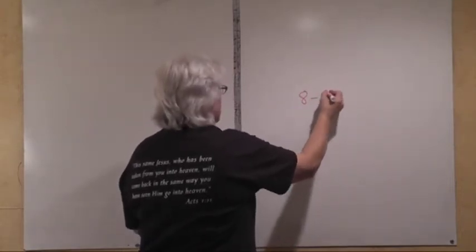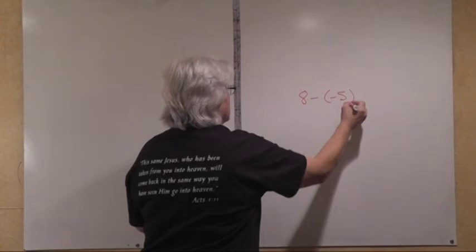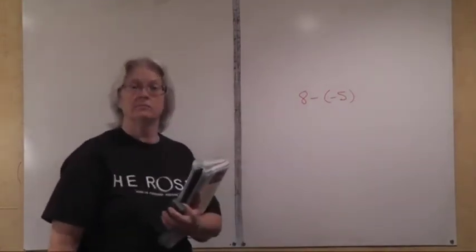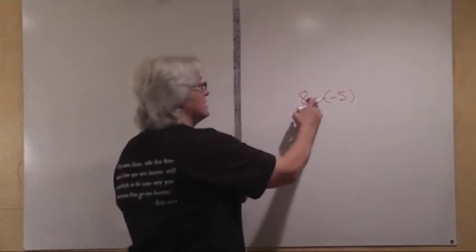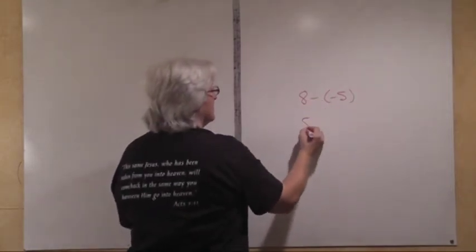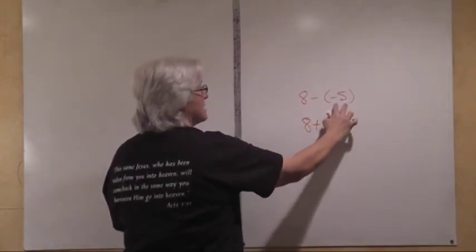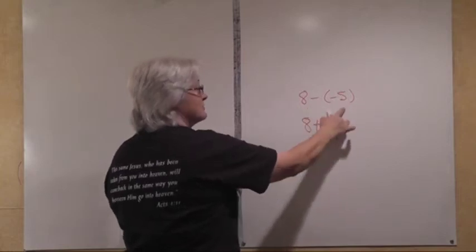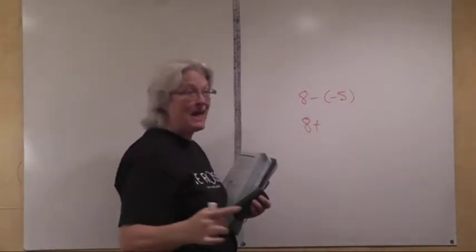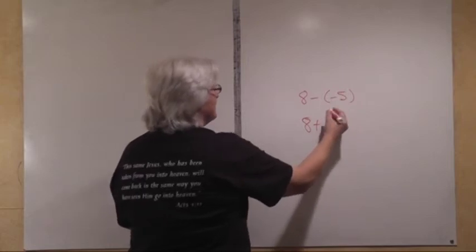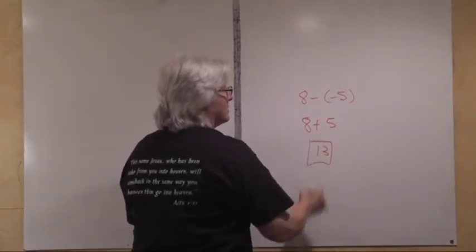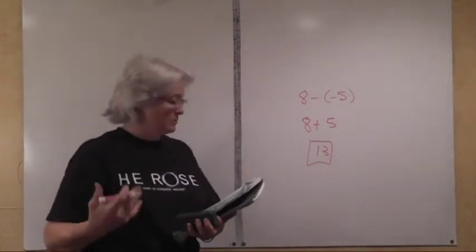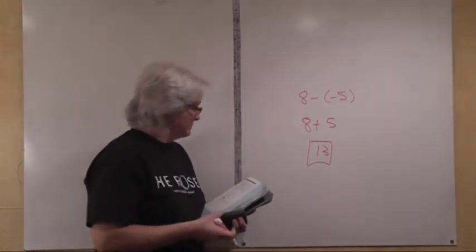8 minus a negative 5. Change that into an addition problem. Instead of subtracting something, we are going to add its opposite. We were subtracting a negative 5, so we're going to add the opposite of negative 5, which is a positive 5. 8 plus 5 is equal to 13.